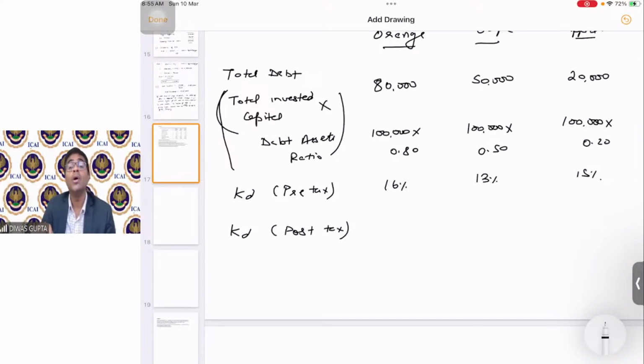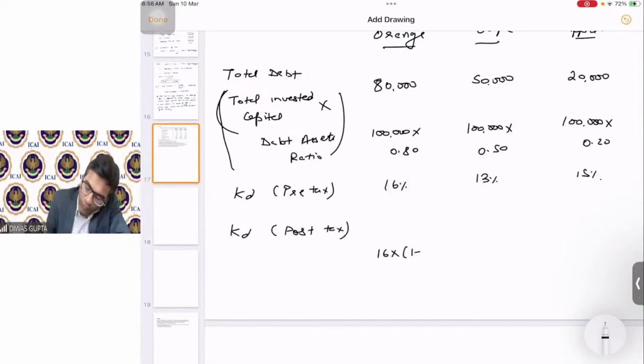Logic number two, WACC is used in the calculation of EVA. In EVA, we start with NOPAT, net operating profit after tax. So if the left-hand side, which is before the minus sign, is after tax, the right-hand side, which is WACC into capital employed, also needs to be post-tax. So we always take cost of debt as post-tax.